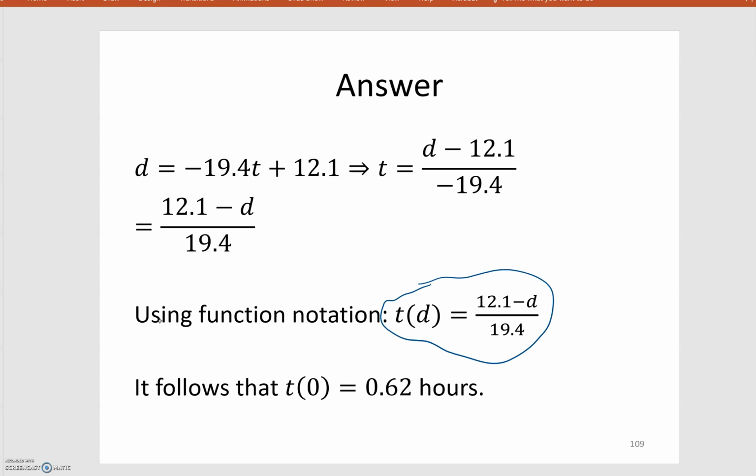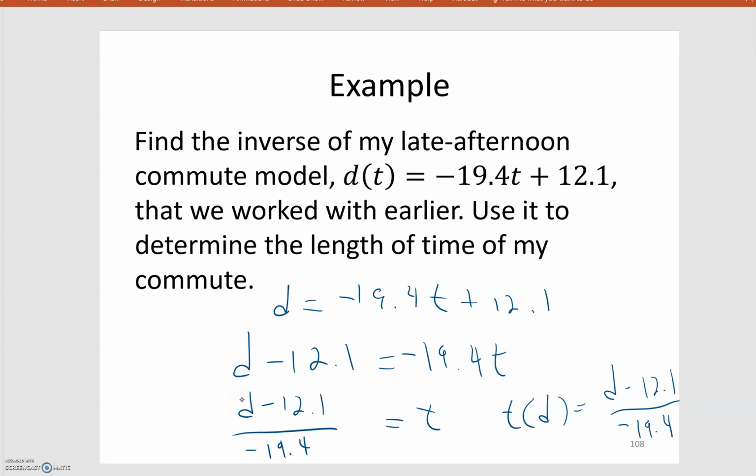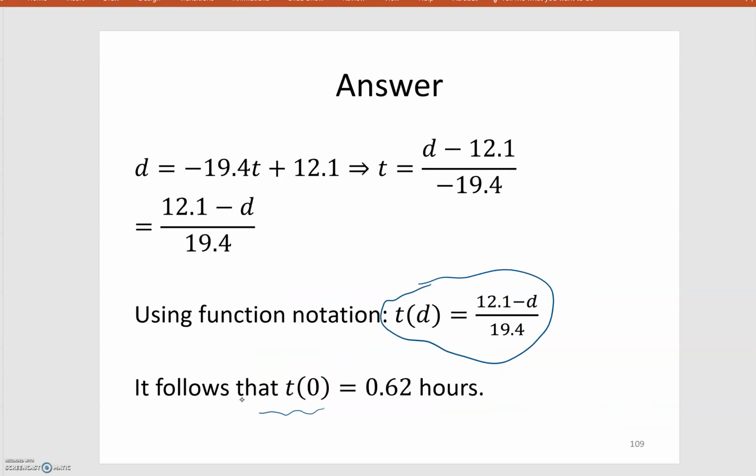So if we want to find t of 0, which was the question, use it to determine the length of time of my commute. So the length of time of my commute, if you can figure out when your distance from home is 0, then you can get your commute time. So here I'm plugging in D equals 0, that's when I get home, and the output will be 0.62 hours. All right.